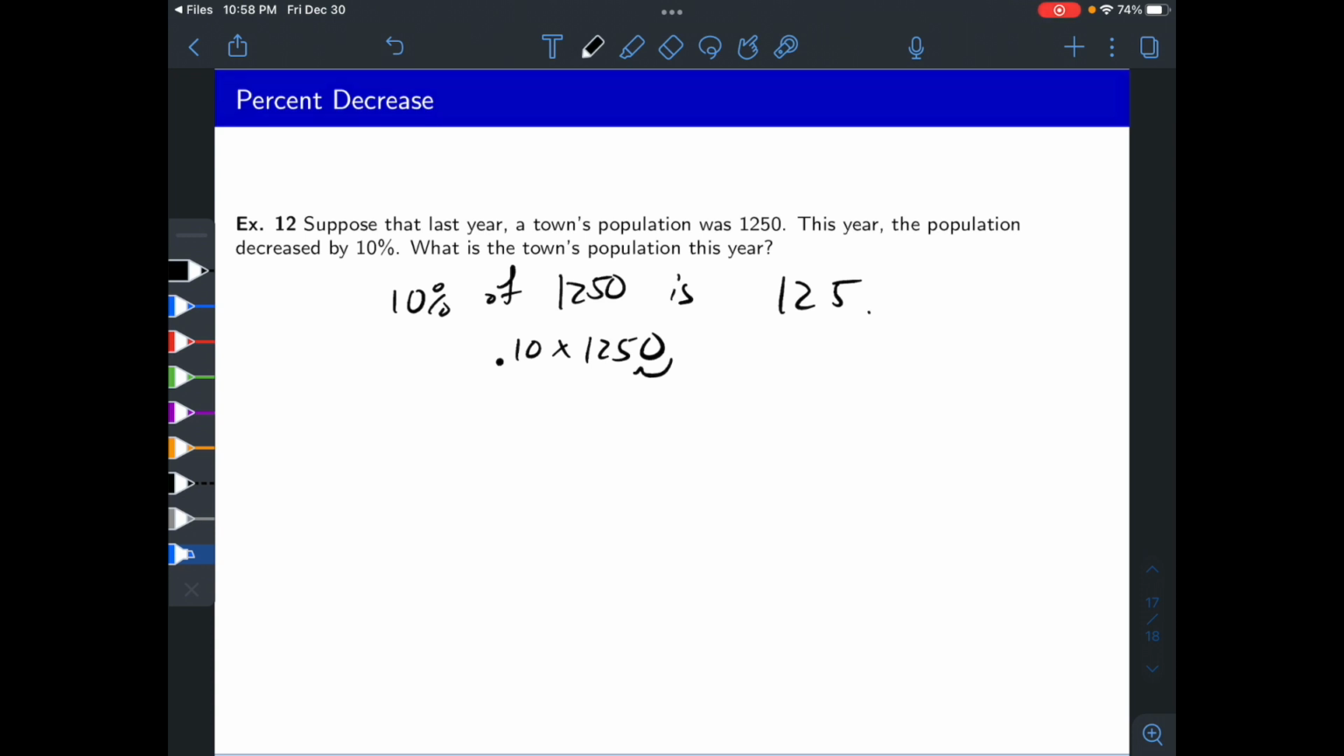And then you just do 1250 and go down by 125. So what's 1250 minus 125? That would be 1125. I think that would be 1125. So yeah, that would be the population this year.